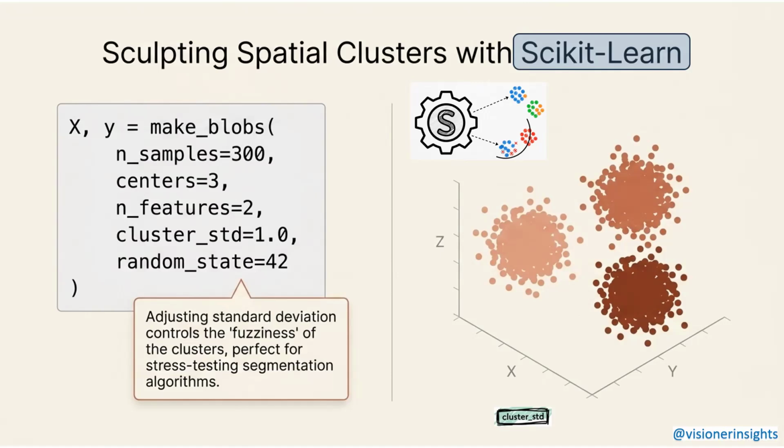This kind of thing is absolutely perfect for stress testing things like customer segmentation or even image recognition algorithms. And you can even control the fuzziness of the clusters to see how your model holds up when the lines between groups get a little blurry.